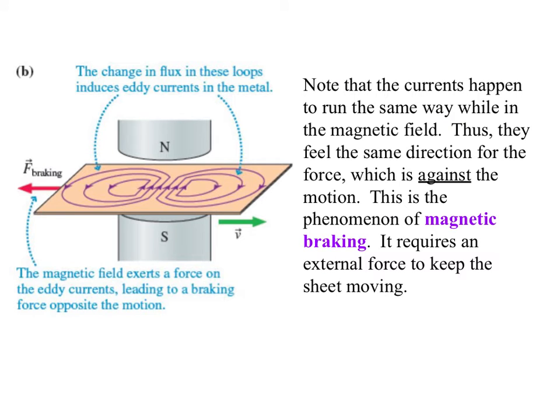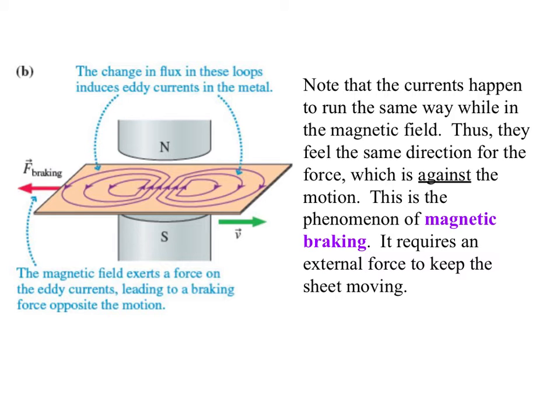But note that the currents happen to run the same way while in the magnetic field. In other words, this one is going, as viewed from above, clockwise, but this one is going counterclockwise, and when they're in the field, they're both going sort of into the page. So they feel the same direction for the force on them.